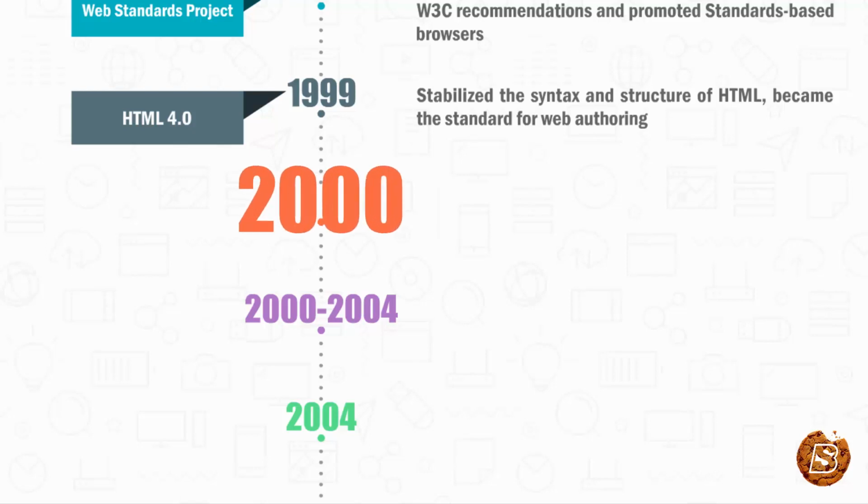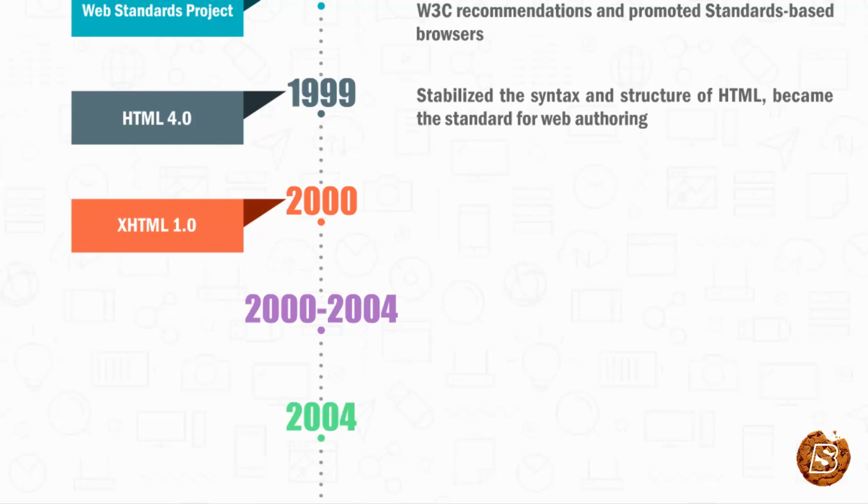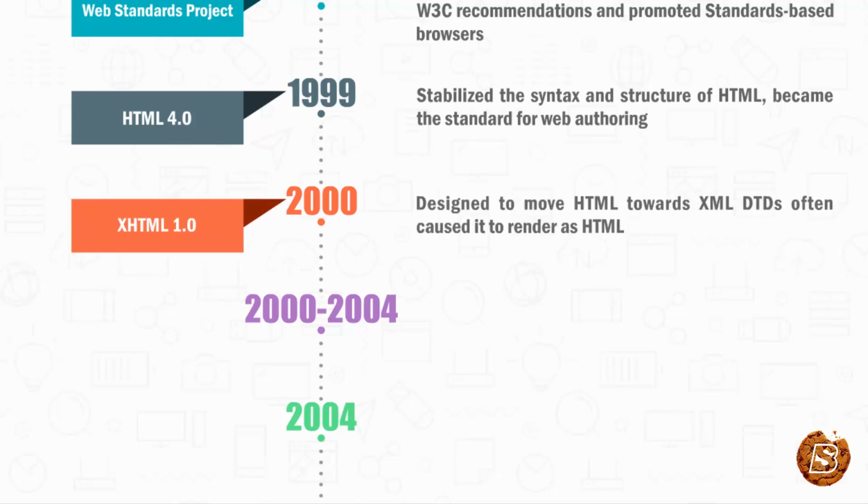In the year 2000, XHTML version 1.0 was drafted, and it was designed to move HTML towards XML document type definitions, but this often caused it to render as HTML even when they were of type XHTML.